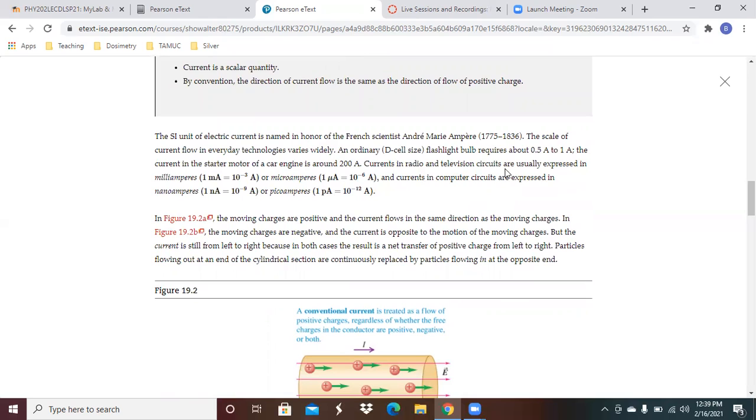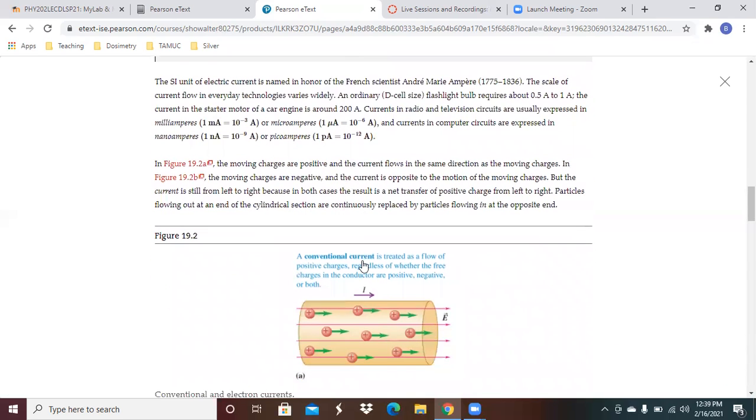Currents in radio and television circuits are usually around milliamperes or microamperes. In computer circuits, it's nanoamperes or picoamperes. In other words, very, very small amounts. An ordinary D cell flashlight bulb requires about a half to 1 ampere, and the current in the starter motor of a car engine is about 200 amps.